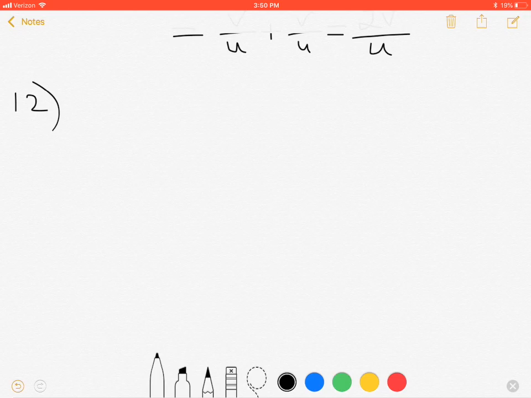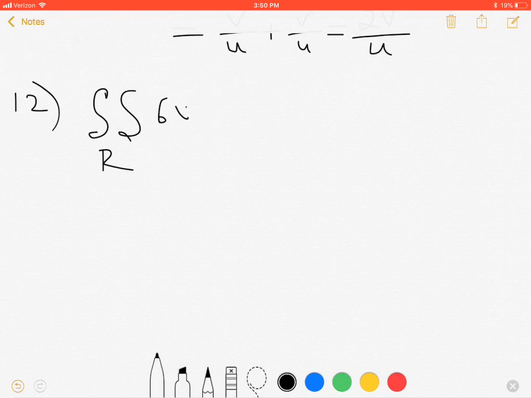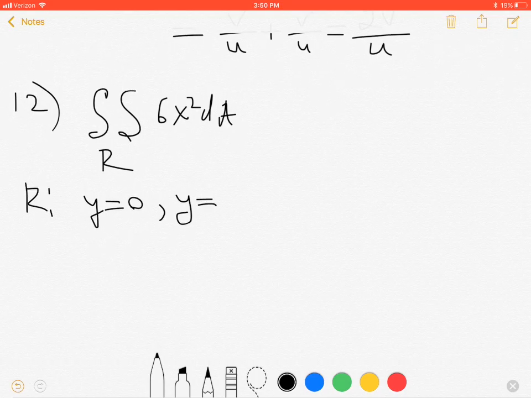Okay, I need to compute a double integral over some region R, the integral of 6x squared dA, where the region is bounded by the curves y equals 0, y equals square root of x, and x equals 1.